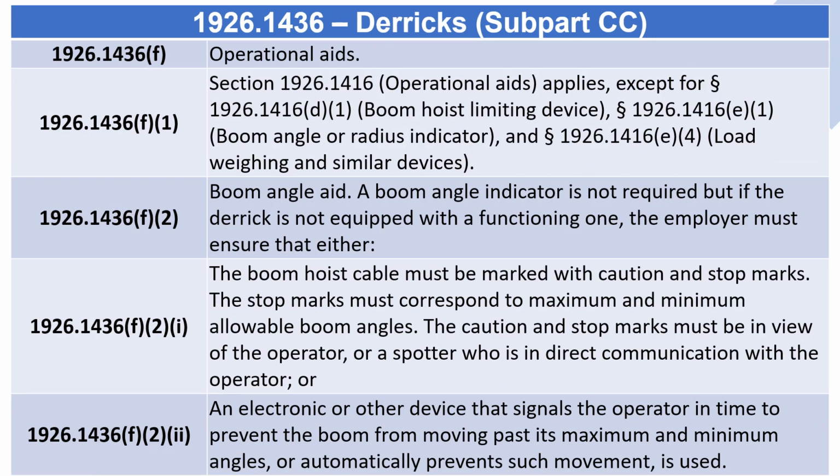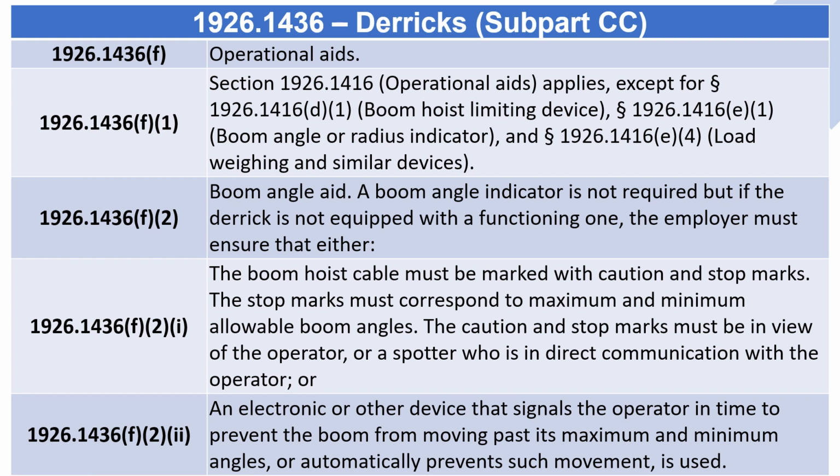1926.1436 F. Operational aids. 1926.1436 F1 Section 1926.1416, Operational aids, applies, except for Section 1926.1416(d)(1), Boom hoist limiting device, Section 1926.1416(e)(1), Boom angle or radius indicator, and Section 1926.1416(e)(4), Load weighing and similar devices.